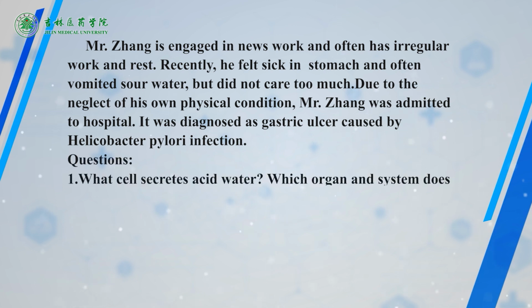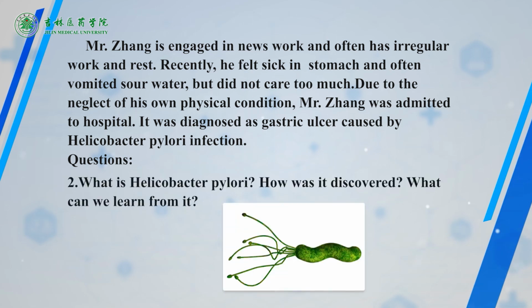First question: what cell secretes sour water? It is the parietal cell, which belongs to the stomach of the digestive system. Second question: Helicobacter pylori is a kind of spiral microaerobic bacteria, which requires very strict growth conditions.